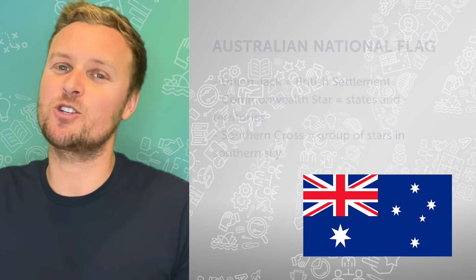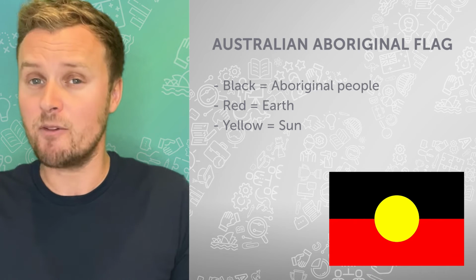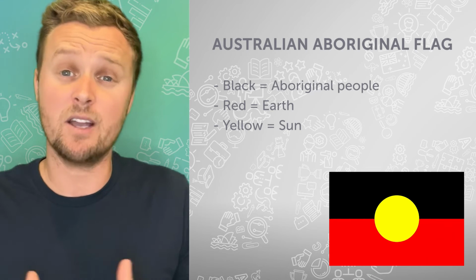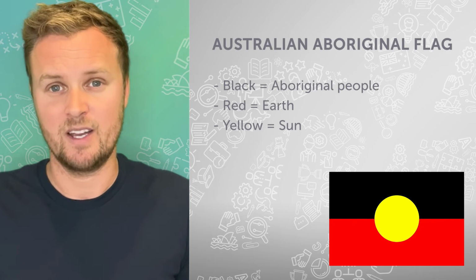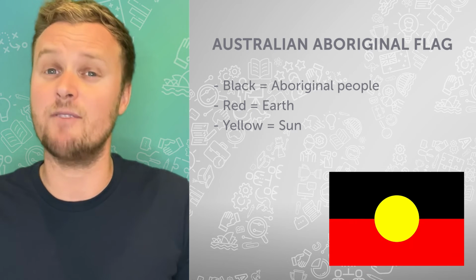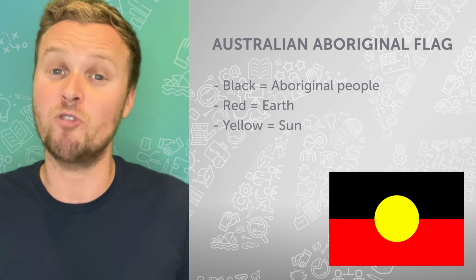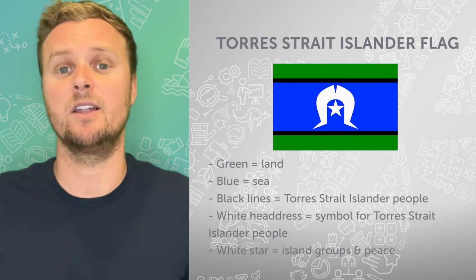Next, we have the Australian Aboriginal flag. This is made up of black, red and yellow. The top half is black and represents the Aboriginal peoples of Australia, while the bottom half is red and represents the earth, and the yellow circle in the centre represents the sun. We said before that land and nature have great importance for Aboriginal people, so that's why these elements are represented in this flag.